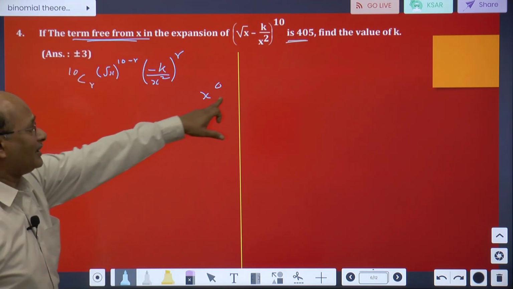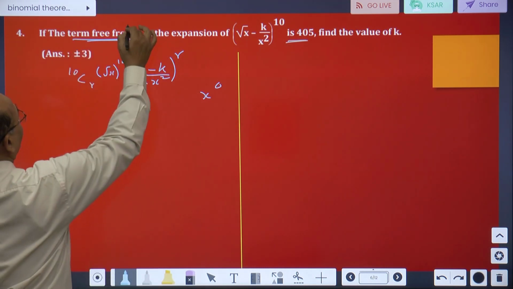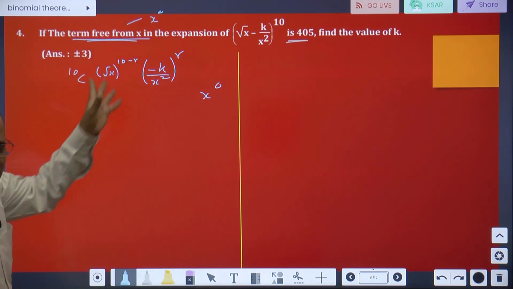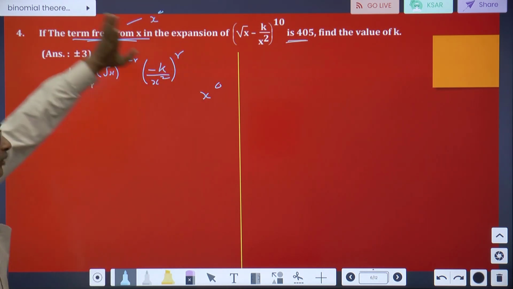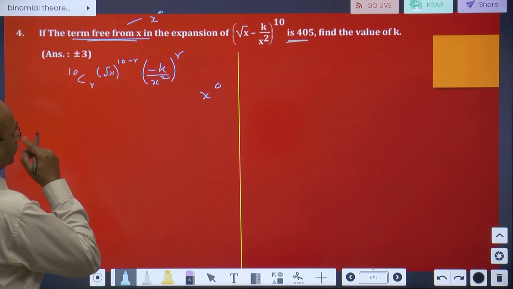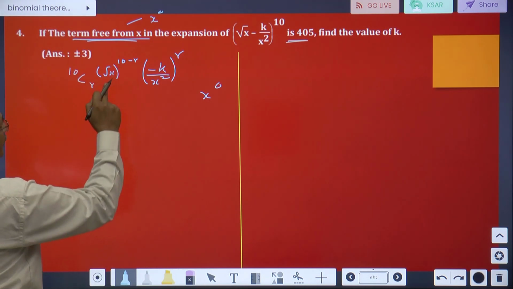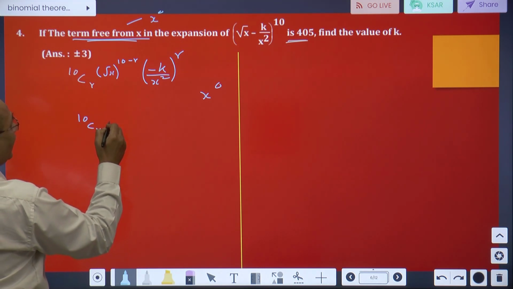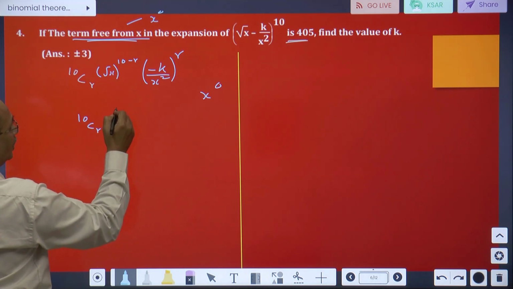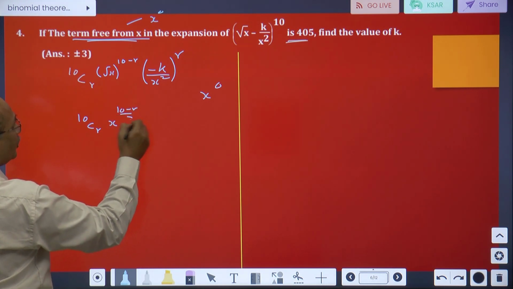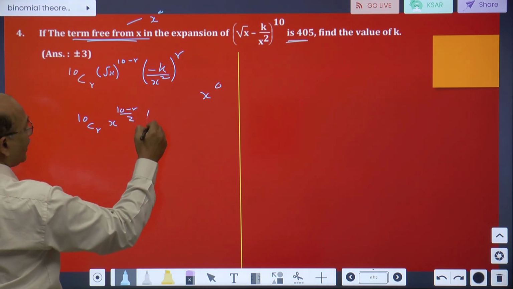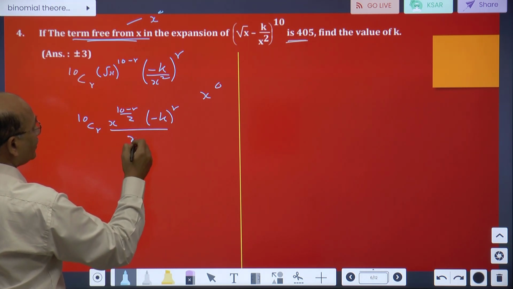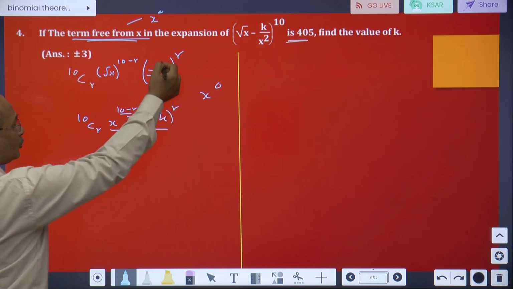Free from x means what? X raised to 0. So find r based on that, then it becomes very easy to solve. So let us see this part. Now this is nothing but 10Cr x raised to (10 minus r) upon 2, minus k raised to r upon x raised to 2r, because this r belongs to both.